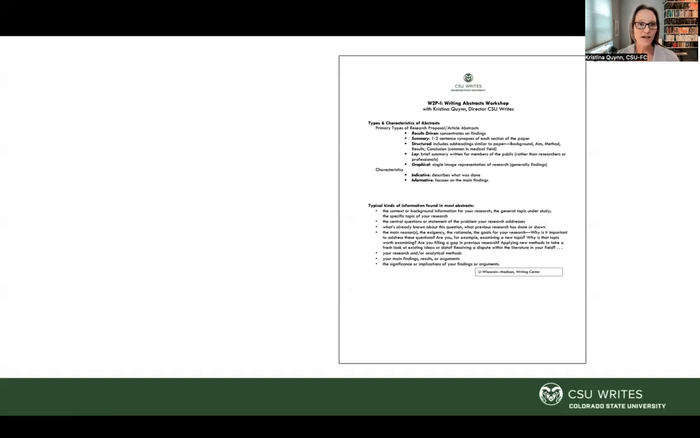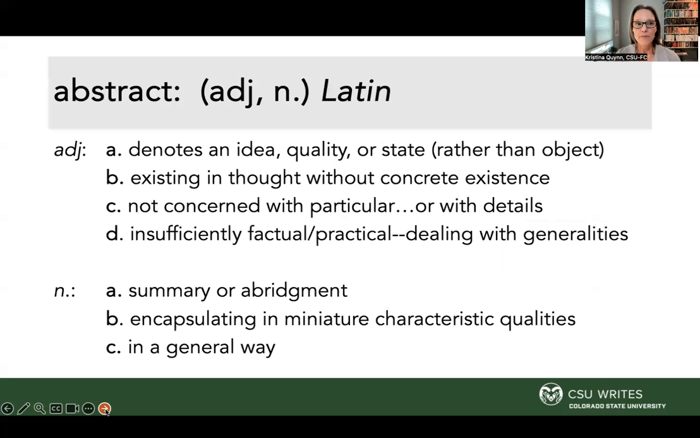And then graphical abstracts, that may also be something that would usually be in addition to a text abstract, and that's where you create a visual graphic of what your argument is, your findings, kind of what the significance is of your project. But if we think about abstract in general, abstract itself just denotes the idea or quality or state of something.